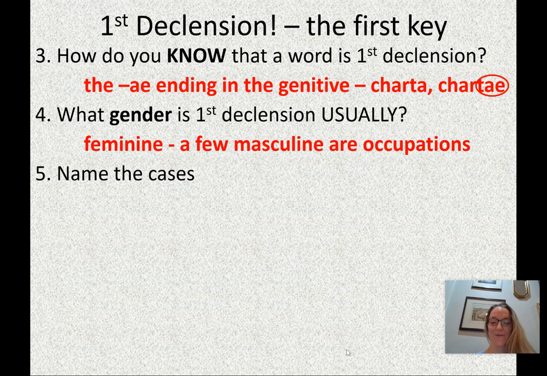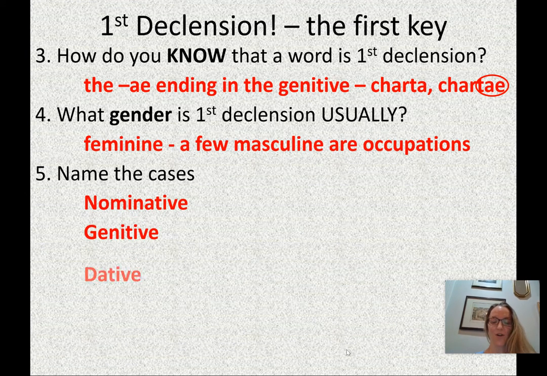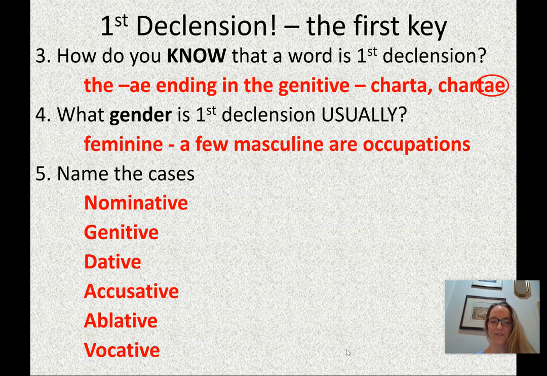All right, now you need to name the 6 cases in order. Why don't you try it first? In order are nominative, genitive, dative, accusative, ablative, vocative. So those are your 6 cases. Write those in right now.